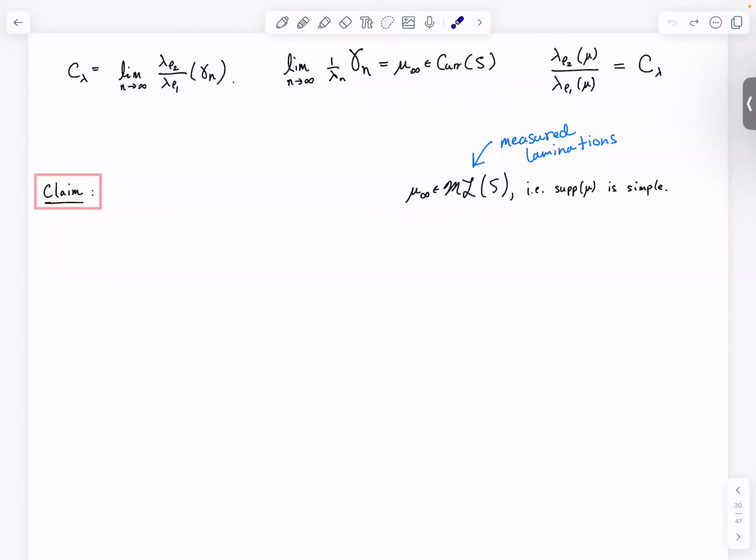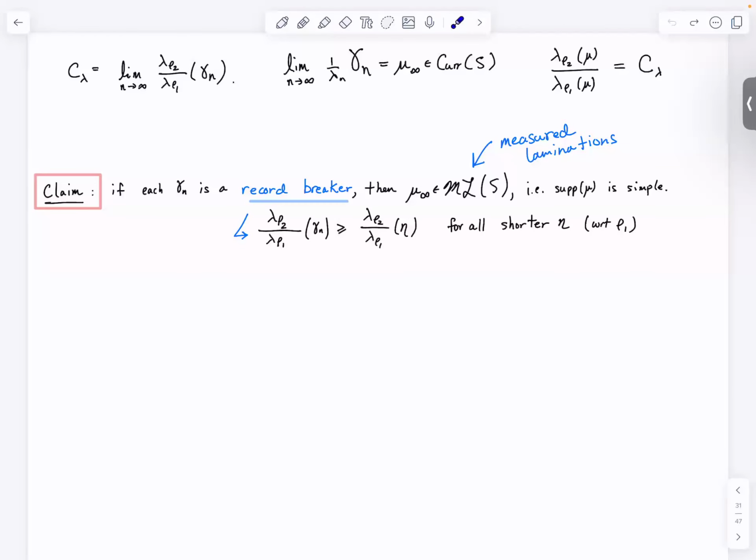That's almost true, but to conclude that, and this is one new idea that differs from Thurston's original proof, we need a cool argument. Right now I'm talking about classical stuff, but these arguments are all part of joint work with François Guéritaud and Fanny Kassel, and I learned this argument from François. We call it the record breaker argument. In order to conclude that the limiting current is a measured lamination, you need to assume that each γn is a record breaker.